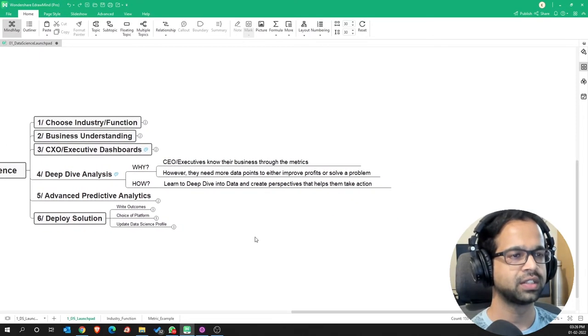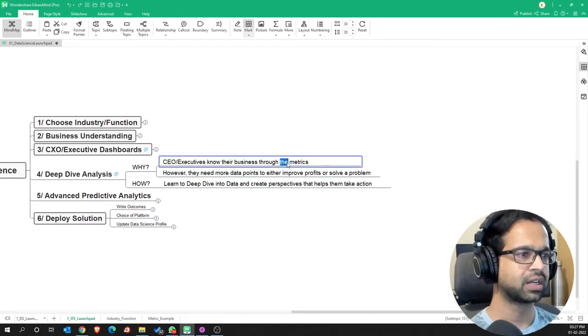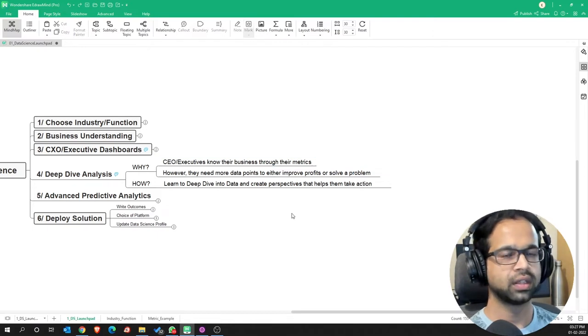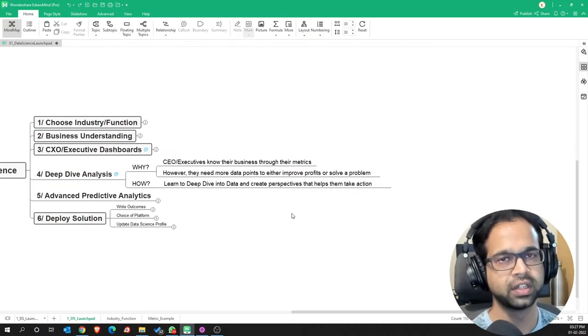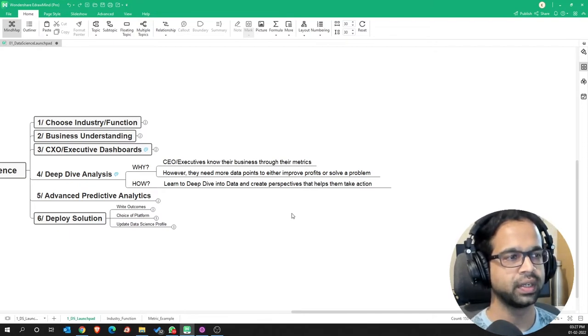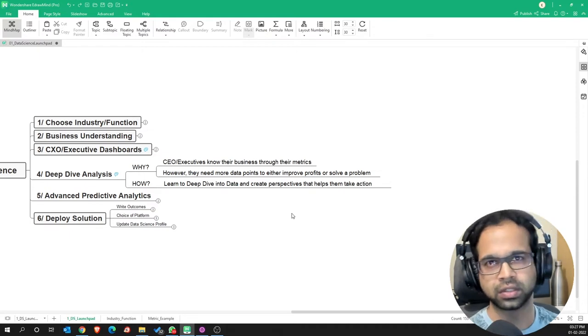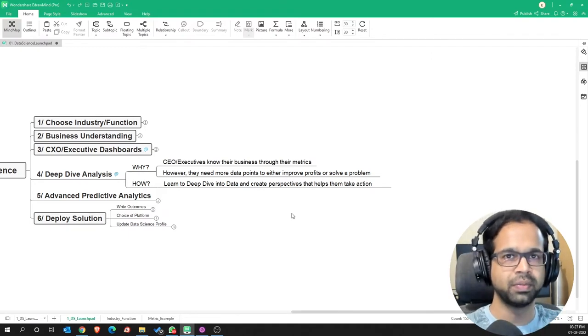Deep dive analysis, why do we need that? CEOs and executives know the businesses through their metrics. Okay. And beyond the overall metrics, they still need information to dive into problem statements that they don't have data for or cannot take an intuitive guess on. And that is where deep dive analysis comes in, right? They require certain data points, but manipulated in such a way that it's going to help them confidently take decisions on some of the biggest problem areas that they have.